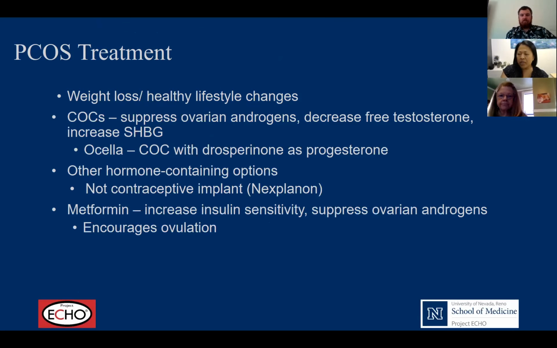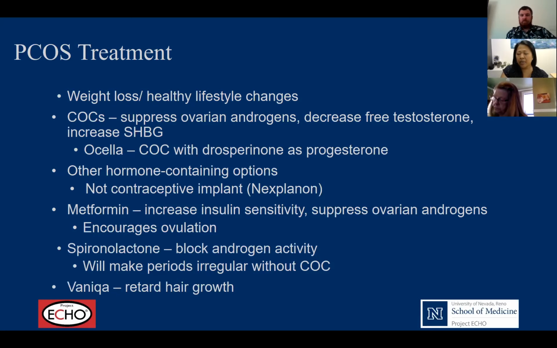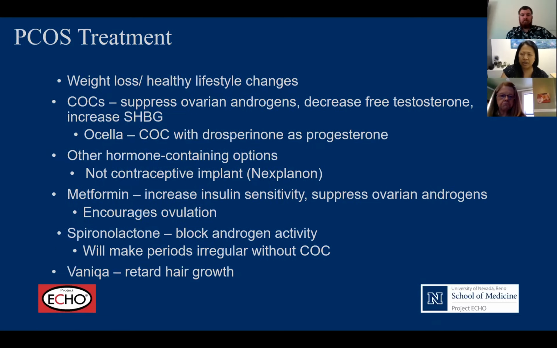Metformin, if somebody does not want hormones as a treatment, is something that you can use as well, mainly because it suppresses ovarian androgens. It helps with insulin insensitivity if they do have that. Old school treatment is spironolactone. I tend to not use that just because it won't make the periods more regular, which is what most girls want. And then Vaniqa is to retard hair growth if that's the biggest concern, although in my population it's not.